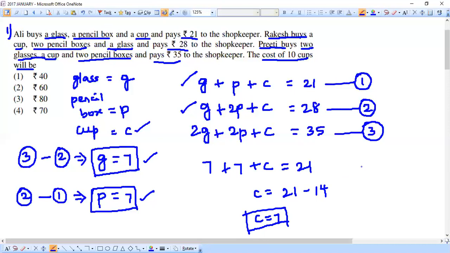So the cost of 1 cup is going to be 7 rupees. But the question is asking us to find the cost of 10 cups. So that would be nothing but 7 tens are rupees 70, and that would be our final answer, which is matching with option number 4. Option 4 says rupees 70, and that's going to be the answer.